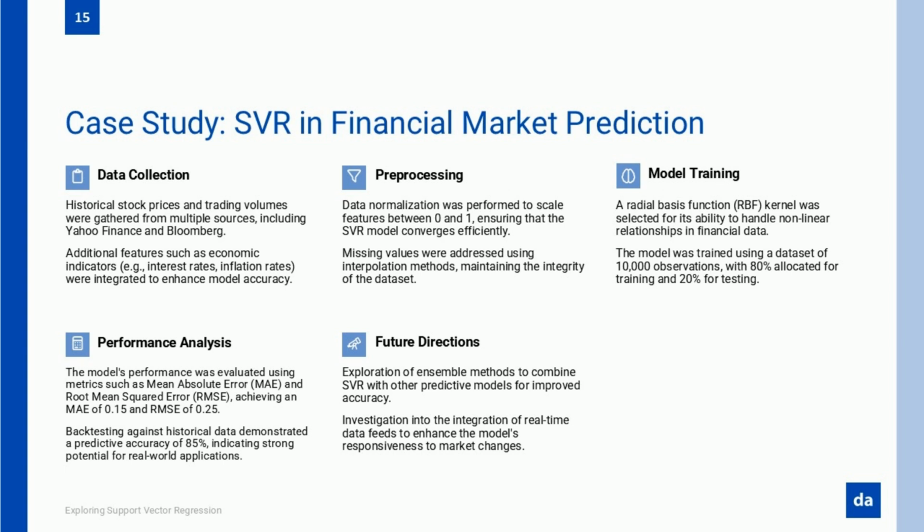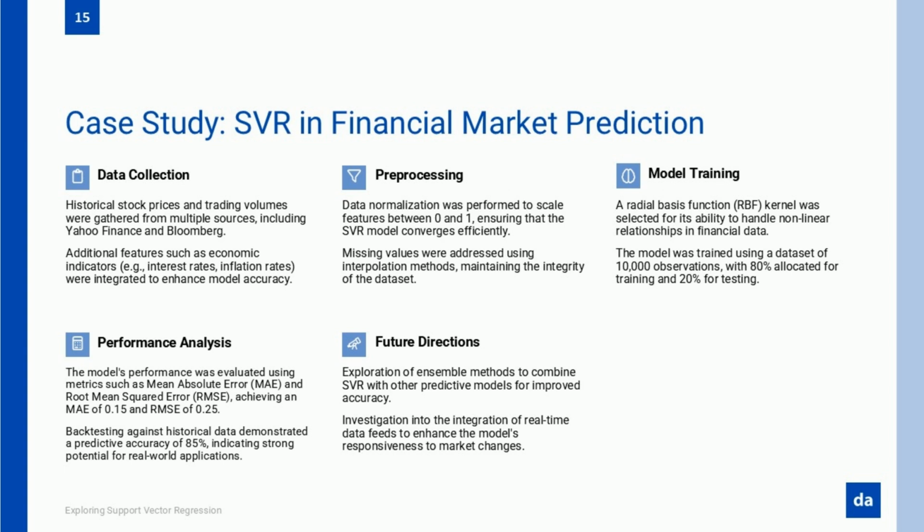The SVR model was initialized with an RBF kernel, and hyperparameters were tuned using grid search to find the optimal values for C, epsilon, and gamma. The regularization parameter C was adjusted to prevent overfitting, while epsilon controlled how much deviation from the actual stock price the model was willing to tolerate before penalizing errors.